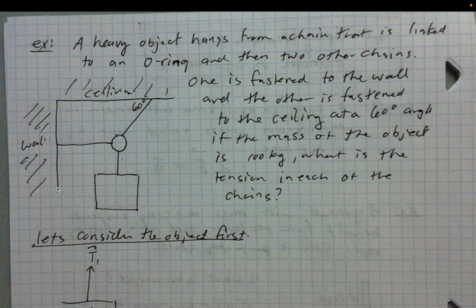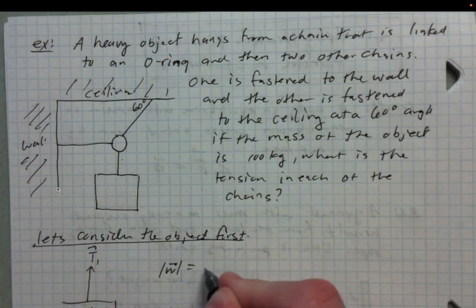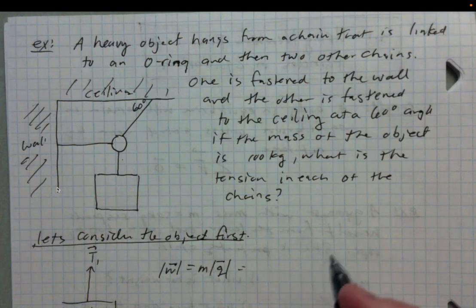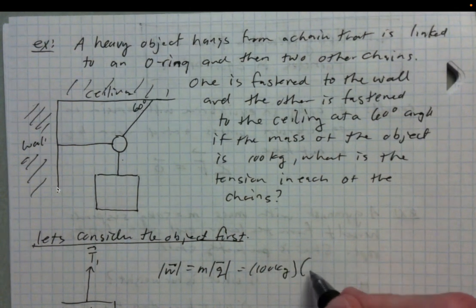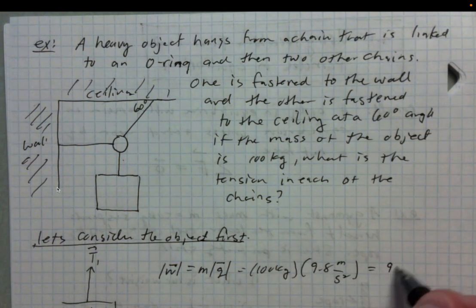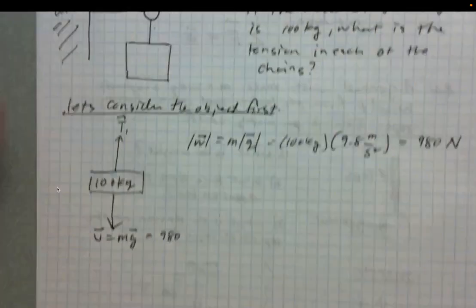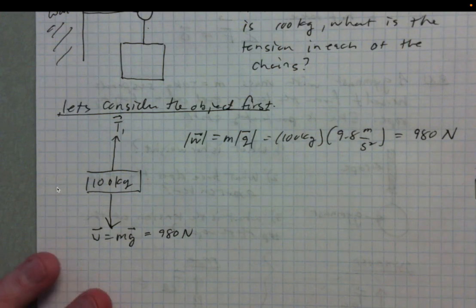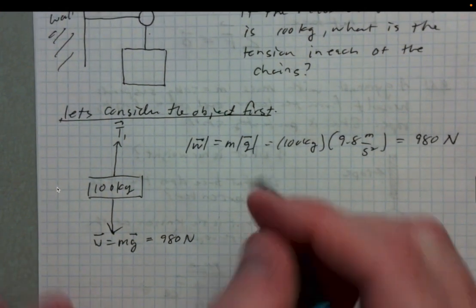Okay, and so we can calculate these things really easily. The magnitude of the weight here is going to be equal to the mass times the magnitude of gravitational acceleration. And what we see there is 100 kilograms times 9.8 meters per second squared, so 980 newtons, right? So this is equal to 980 newtons.